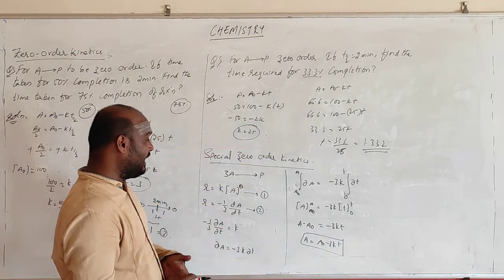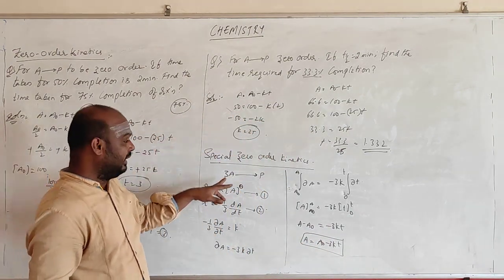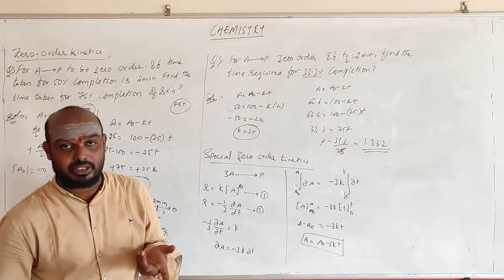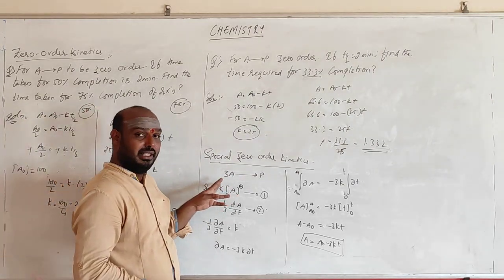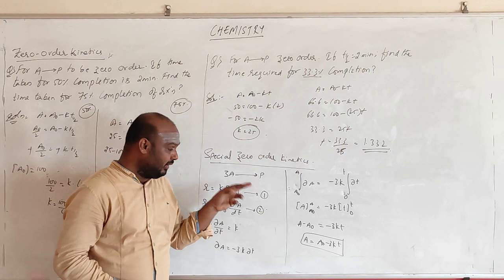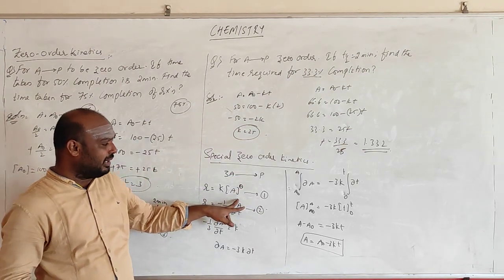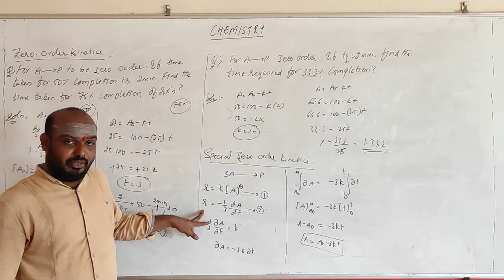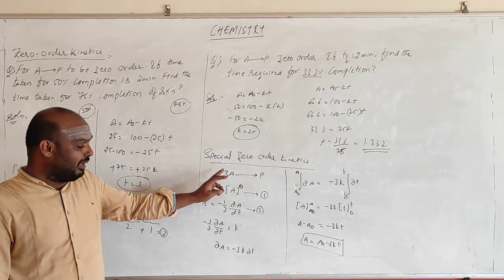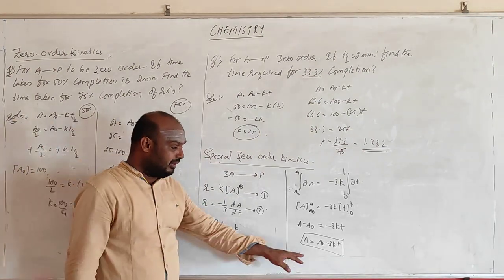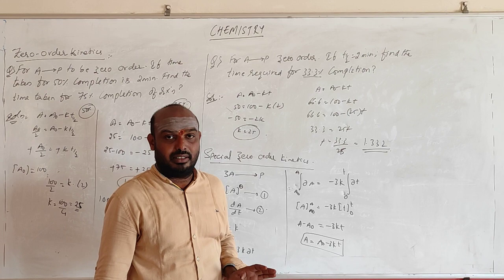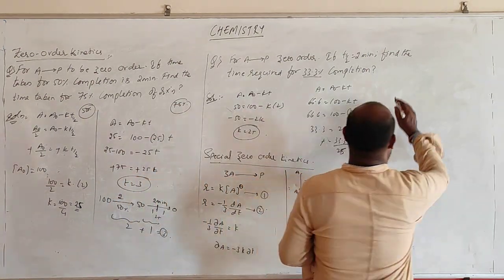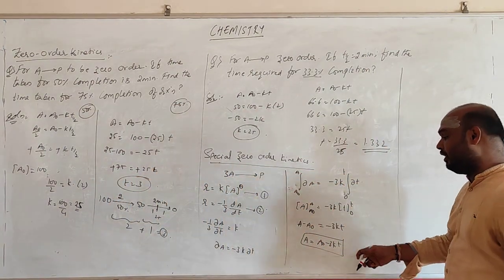So for zero order reaction, whatever you have written till now is only for 1A, 1 mole of substance. Here it is 3 molar substance. Even if it is zero order, the equation can be written in this pattern. But if you write in terms of disintegration, it will be minus 1 by 3 dA by dt. Then the rate equation will change.